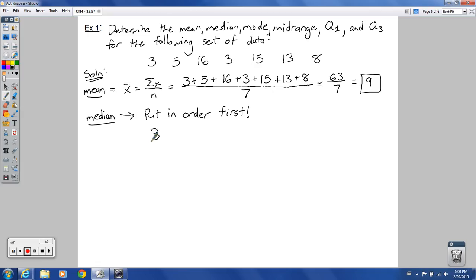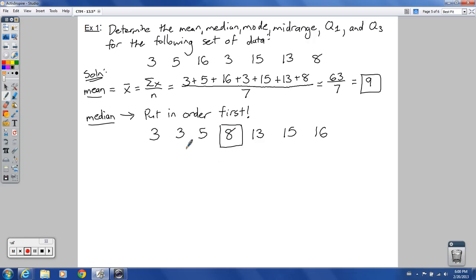So 3 shows up, and then 3 shows up again, so I got to write it down twice. 5 shows up, 8 shows up, going in order, 13, 15, and 16. This one was easy enough just to pick them all out, but you may want to cross them off one at a time if your set of data is bigger than that to make sure you don't miss any. Okay, now what's the middle number in this set of data? I hope that's clear that that's going to be 8 right there.